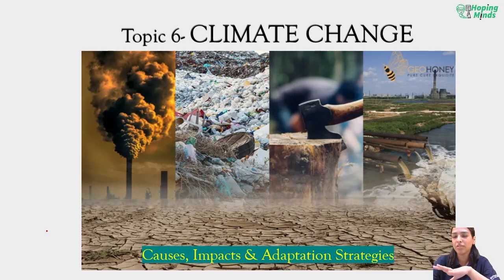All of these changes, from the littlest changes of the bees not being able to pollinate like they used to, to bigger ones like polar ice caps melting, is all climate change. We shall delve into the causes of climate change, the impact of climate change, and how we should adopt certain strategies to adapt to such a change.